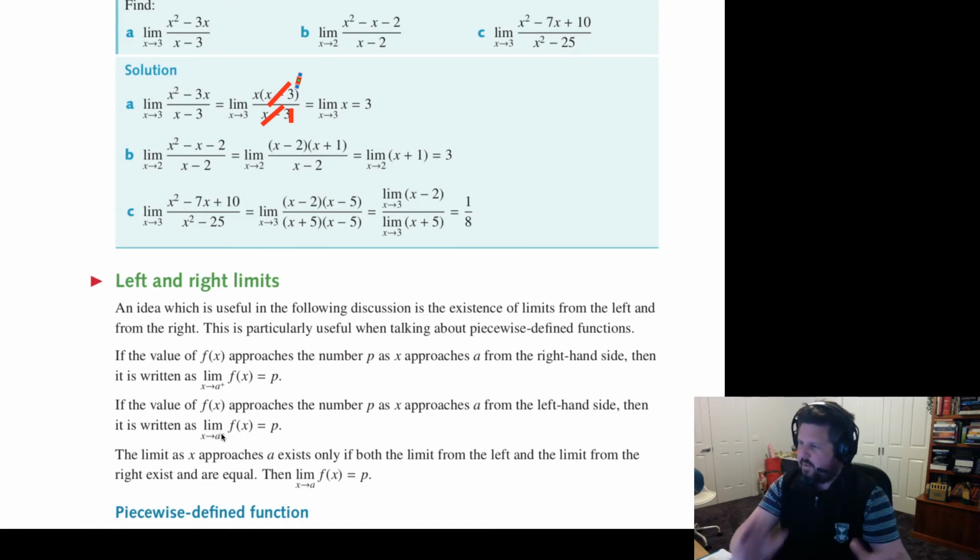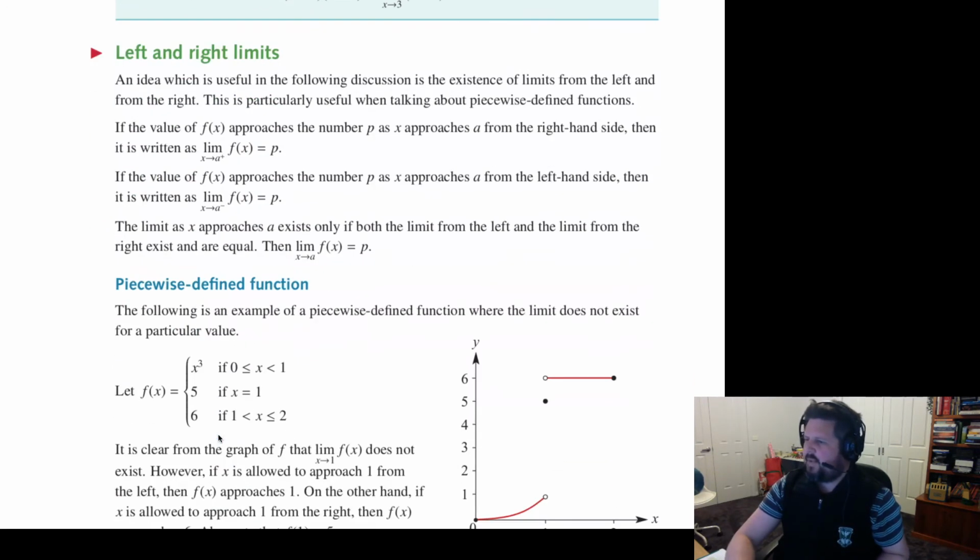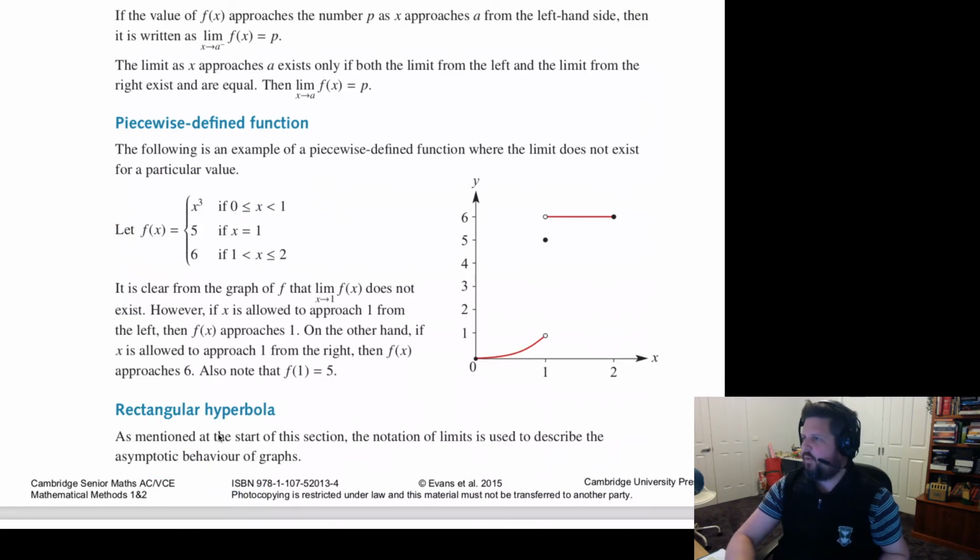Cool. So you've got your left and your right hand limits. Perfect. One's coming in from the right hand side, one's coming in from the left hand side. Now this comes into play when we talk about what are called piecewise defined functions, or as I like to refer to them, hybrid functions. So you can see here, it says the following is an example of a piecewise or hybrid function where the limit does not exist for a particular value.